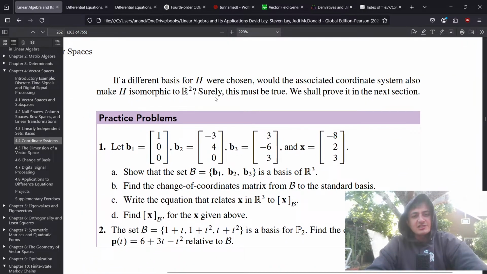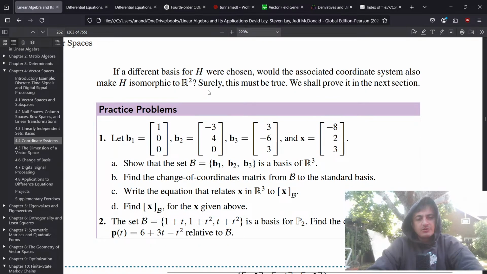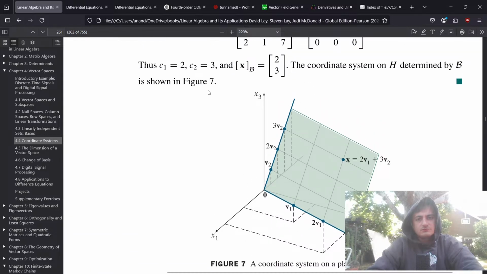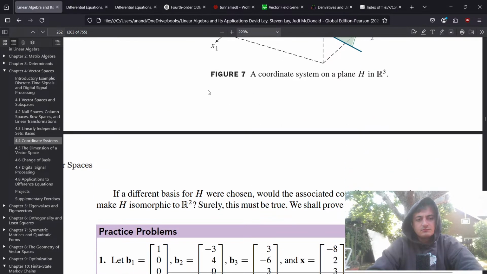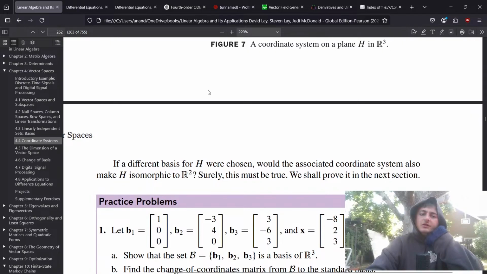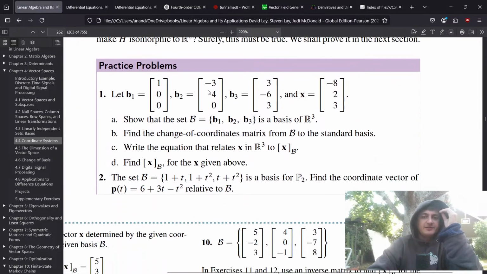If a different basis for H was chosen, would the associated coordinate system also make H isomorphic to R2? Surely this must be true. We'll prove it in the next section. All right.